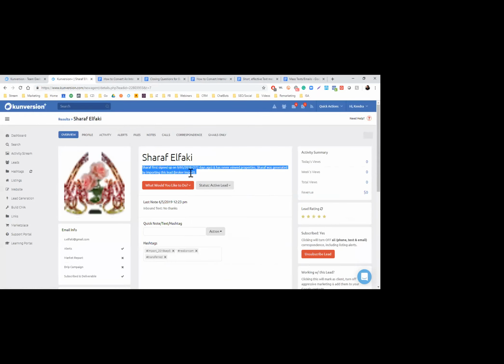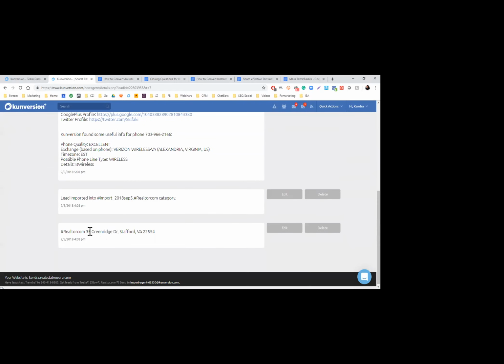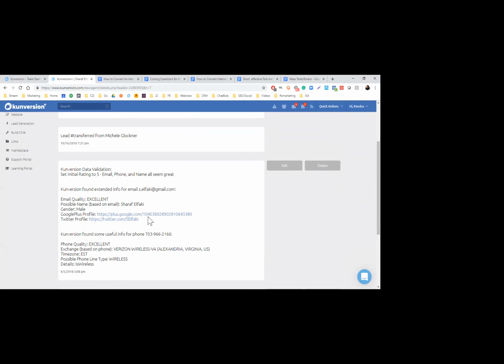She hasn't looked at any listings yet, and she's been on the site for almost a year. Let me take a look at the notes and where this lead came in from. Okay, so this was a Realtor.com lead, and I know that because it says Realtor.com, and she was interested in this one specific house. So aside from that, we don't really know a lot about this lead.